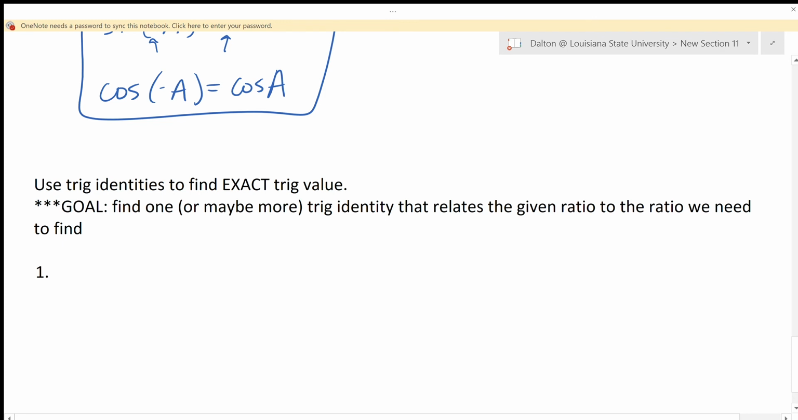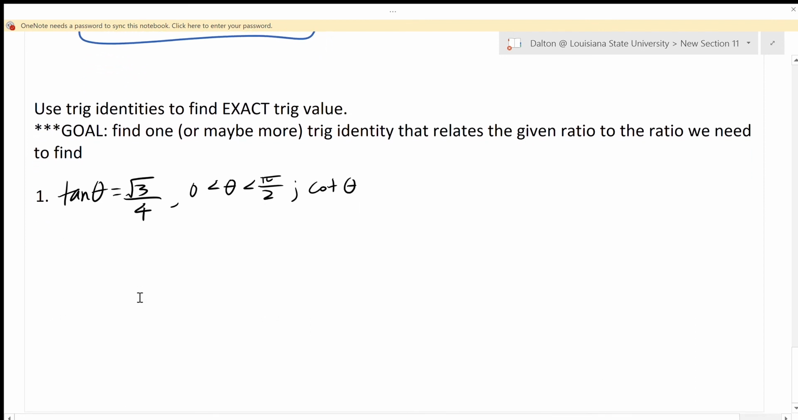So here's what it looks like. Given that the tangent of theta is the square root of 3 over 4, and that theta must be between 0 and pi over 2, I want you to find the cotangent of theta. Now, this one's a very, very easy problem. I hope you see that, but I'm going to take you through the mindset that you should have when solving this so that you know how to solve the more complicated ones.